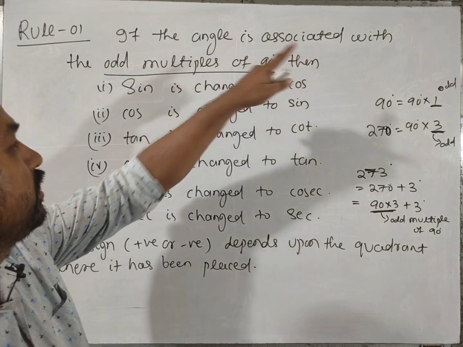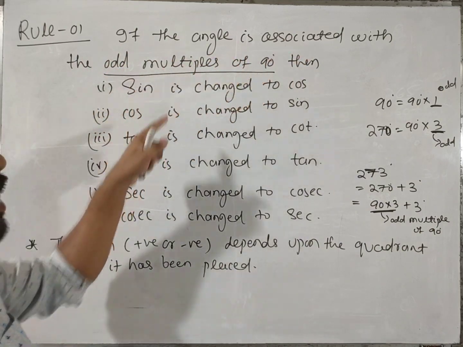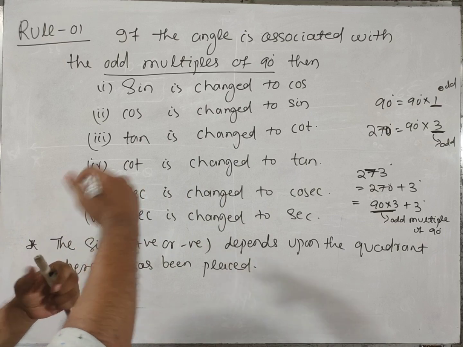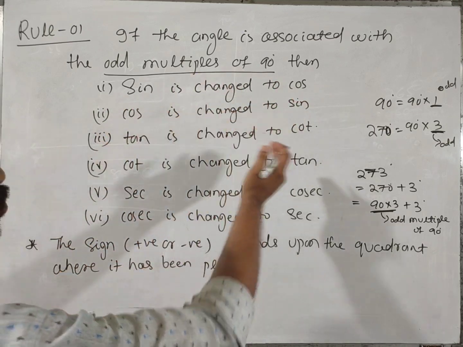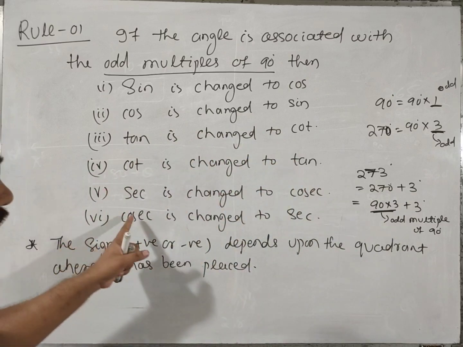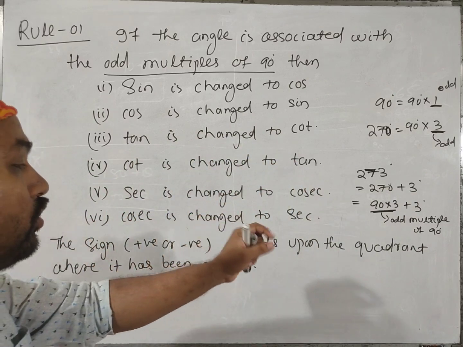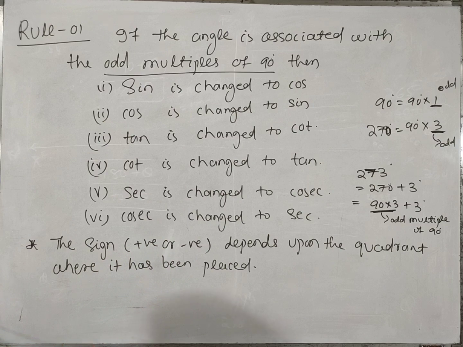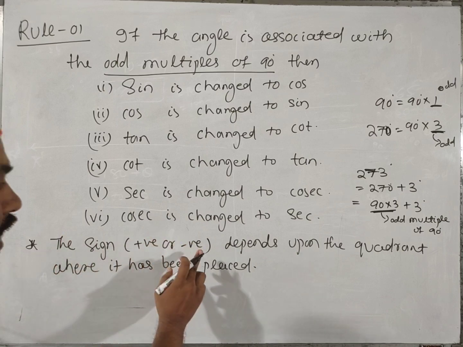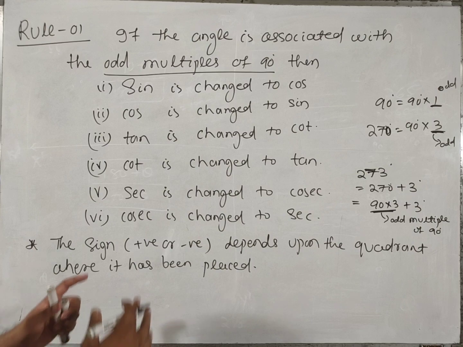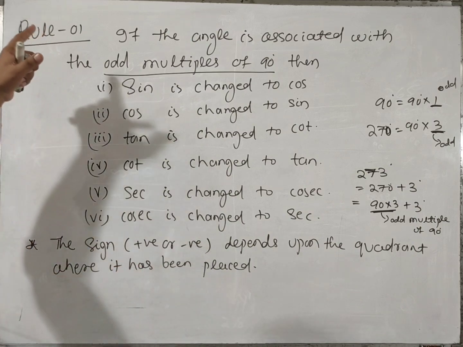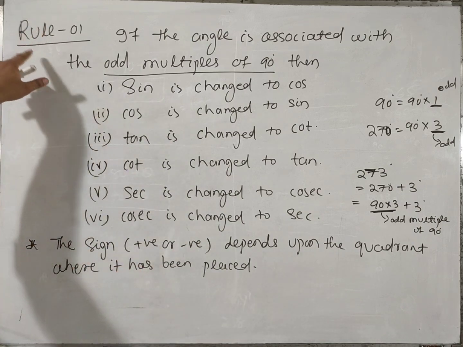If the angle is associated with the odd multiples of 90 degree, then the trigonometric functions are changed. Sin is changed to cos, cos is changed to sin, tan is changed to cot, cot is changed to tan, then sec is changed to cosec, cosec is changed to sec. Then what will be the sign of the trigonometric function? Whether it will be positive or negative? The sign depends upon the quadrant where it has been placed. So all this belongs to rule number 1.